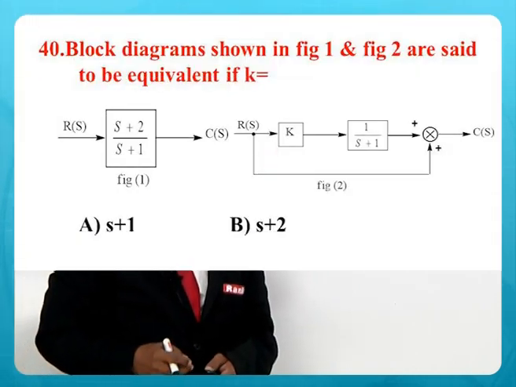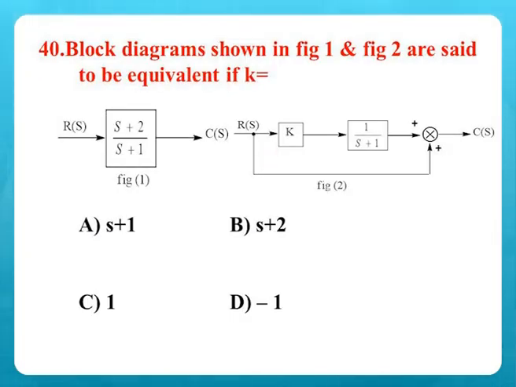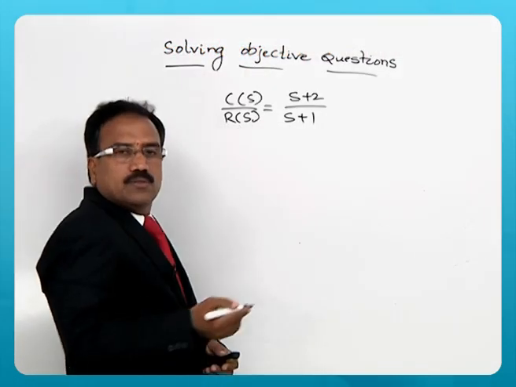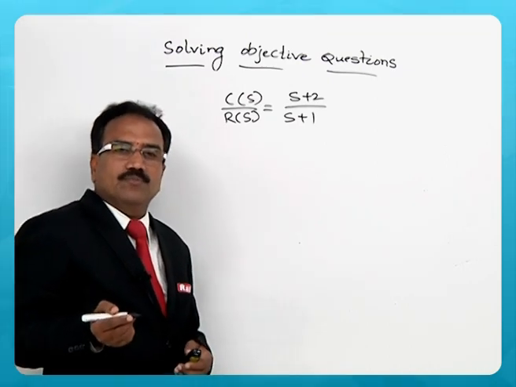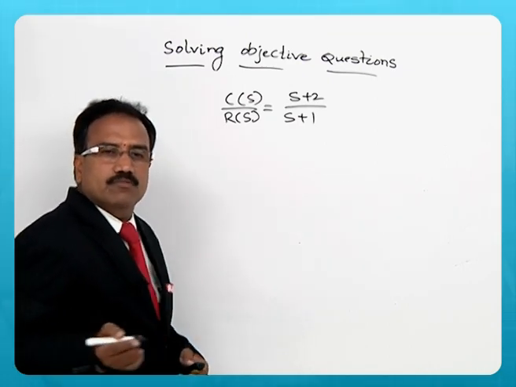Question number 40, there are two block diagrams that are given. Figure 1 is an open loop control system whose transfer function is given by (s+2)/(s+1). For the second diagram, it was actually given K as well as 1/(s+1). So it is also an open loop control system, but the path is this way.